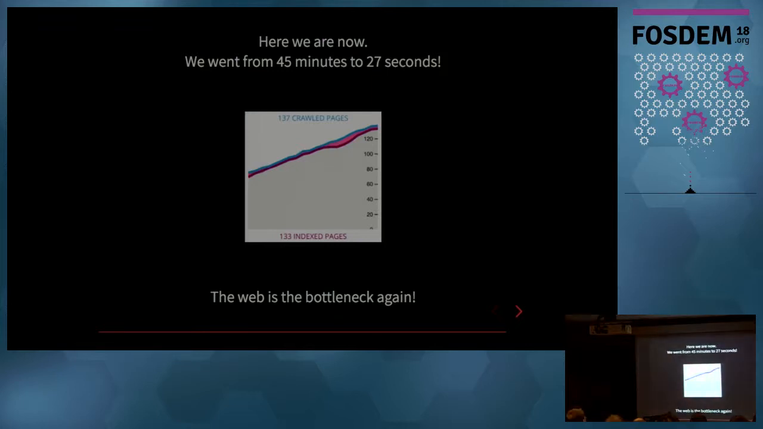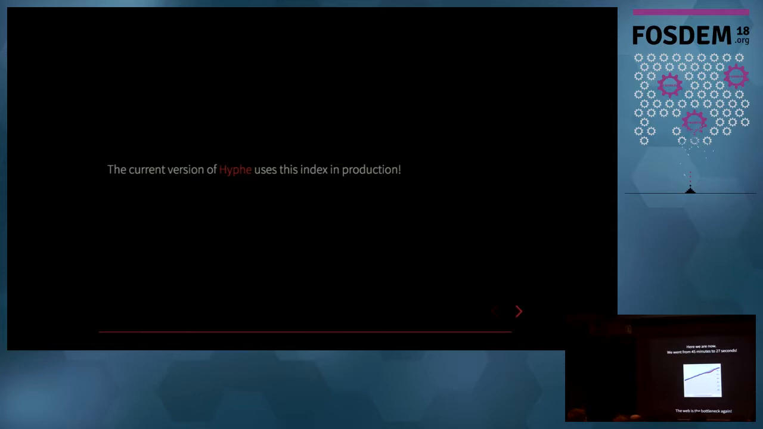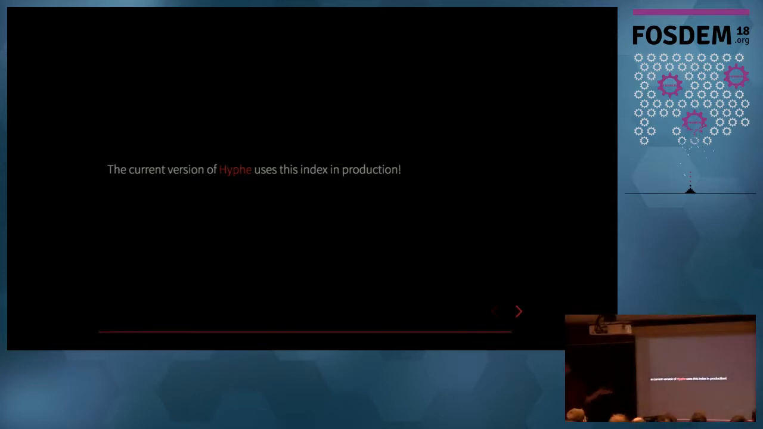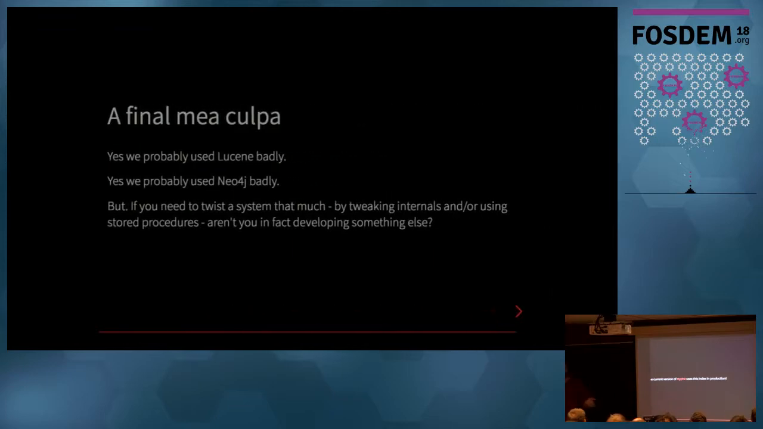Okay, so here we are now. We went from 45 minutes to 20 seconds to compute the graph. And actually, now, which is normal, the web is the bottleneck again, which should be the case in almost every case when you do this kind of stuff. The current version of the crawler, Hyphe, uses this index in production today, so it works.